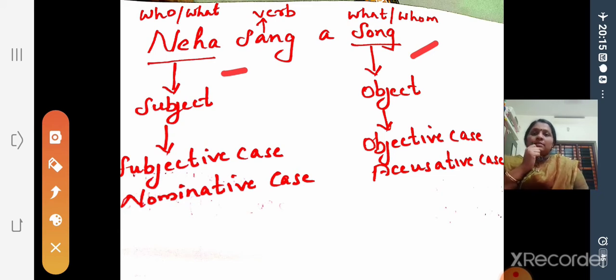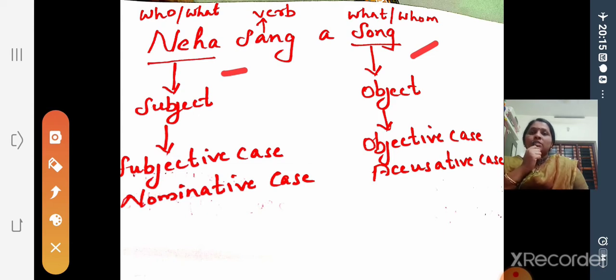And look at the next noun, song. A noun that is placed in the object position is called objective case, otherwise called accusative case. Objective case or accusative, both same. Accusative case.